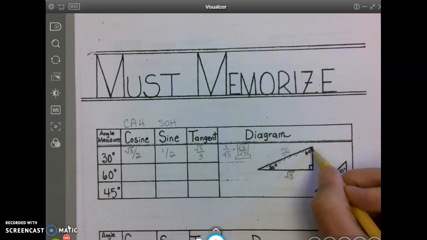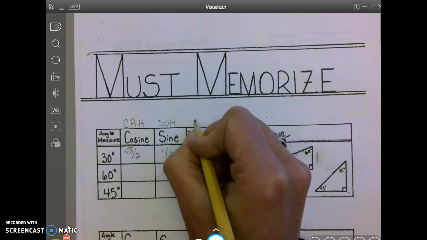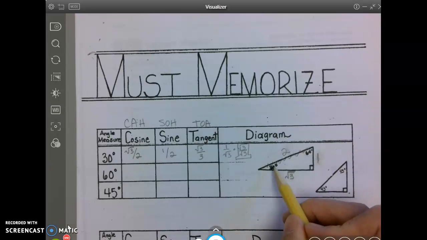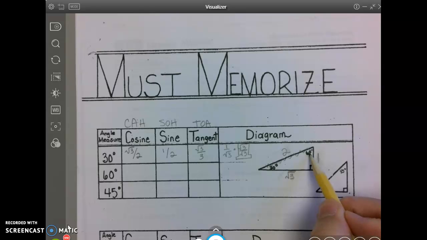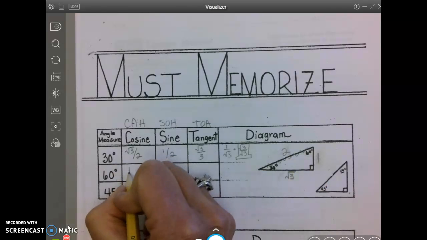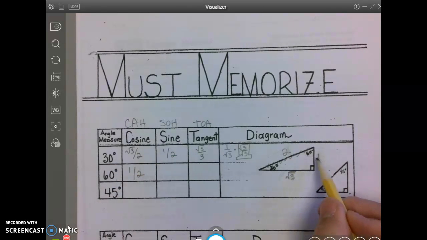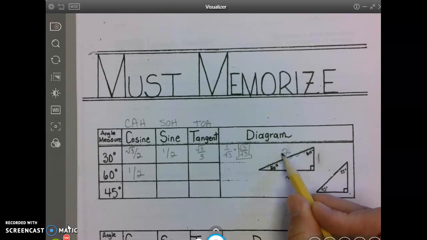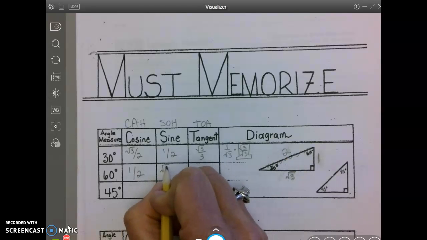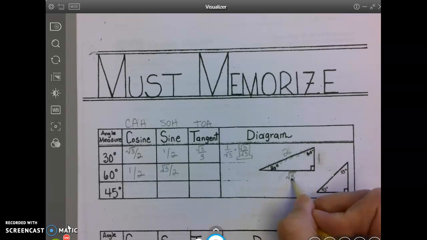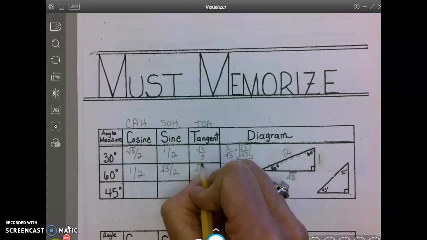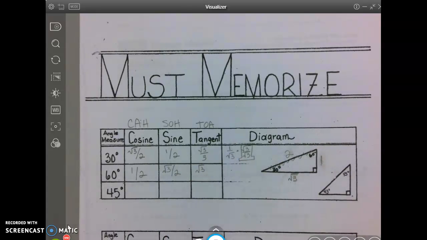Now let's go to my 60. So now I'm looking at my 60-degree angle, and oh, by the way, I forgot to write here, this was opposite over adjacent. 60. I'm now going to do the cosine, which is adjacent, which is 1, over hypotenuse, which is 2. The sine is going to be opposite, which is the square root of 3, over the hypotenuse, which is 2. And the tangent is opposite, square root of 3, over adjacent, which is 1. So square root of 3 over 1, or just square root of 3.